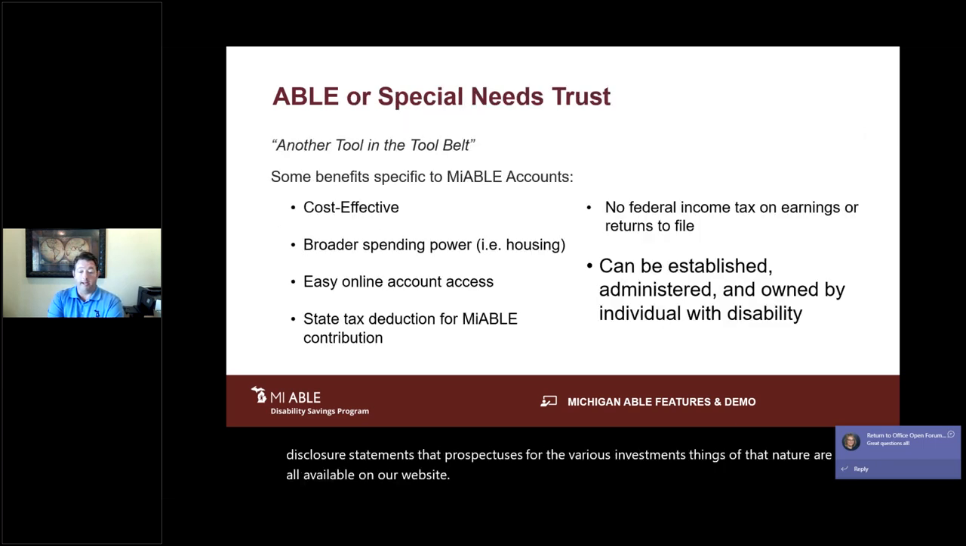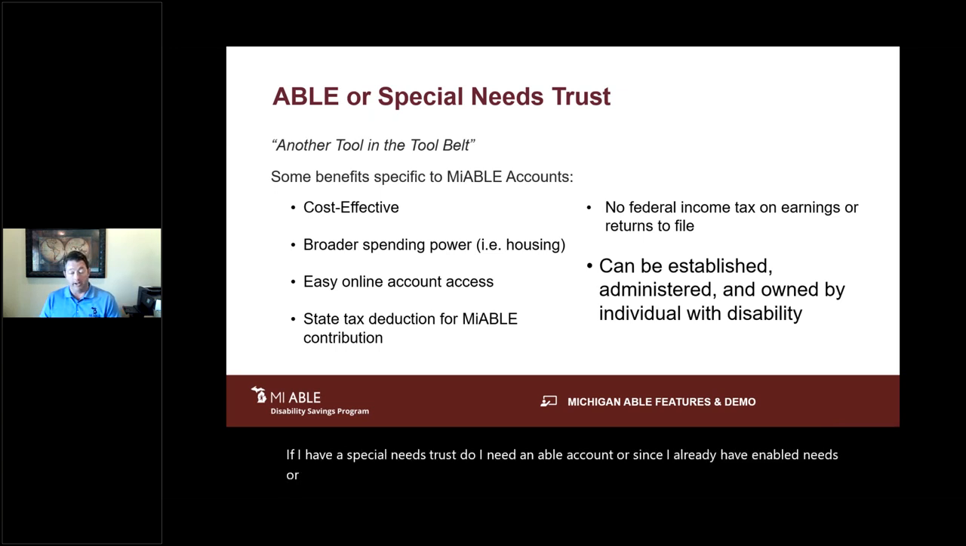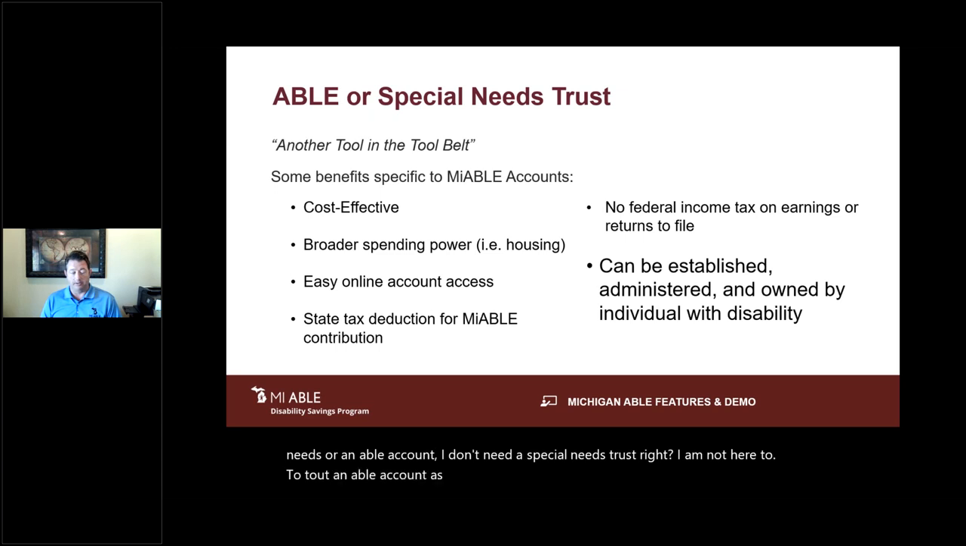So a lot of people ask me, if I have a special needs trust, do I need an ABLE account? Or since I already have an ABLE account, I don't need a special needs trust, right? I am not here to tout an ABLE account as a replacement for a special needs trust. There are still things that a special needs trust can handle that I cannot handle. I can't handle anything other than $15,000 a year. I can't handle property or businesses, things of that nature.